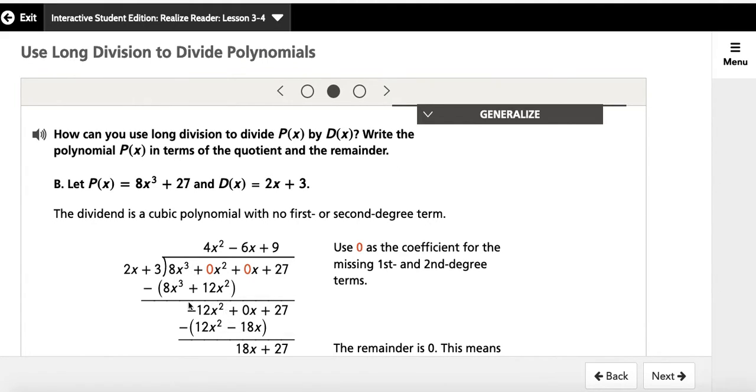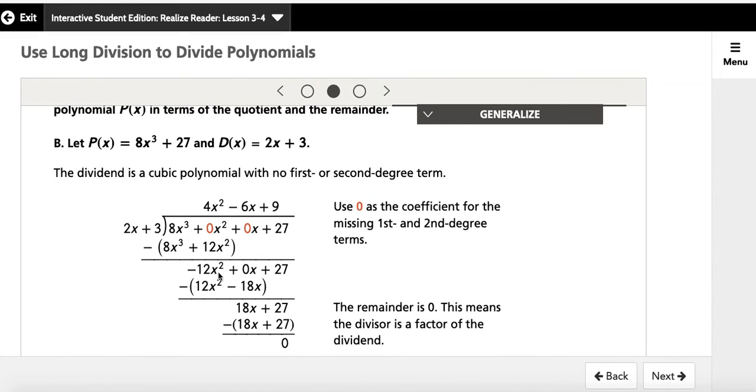Then we look at the leading coefficient, the negative 12. Negative 12 divided by 2 is negative 6, so that goes up here, negative 6x. Negative 12x squared divided by 2x is negative 6x. So we multiply by negative 6x. Negative 6x times 2x is negative 12x squared, and negative 6x times 3 is negative 18x. They didn't write the negative in there, but they should have. Then we're going to subtract. Negative 12x squared minus negative 12x squared cancels out. 0 minus negative 18x is positive 18x.